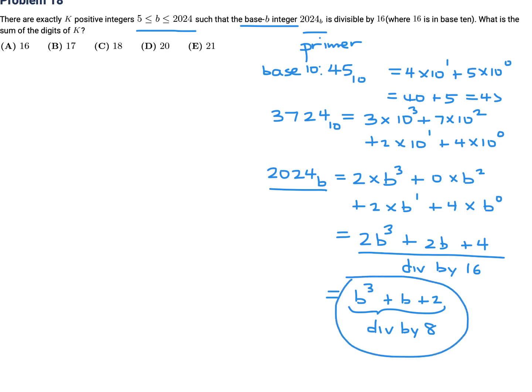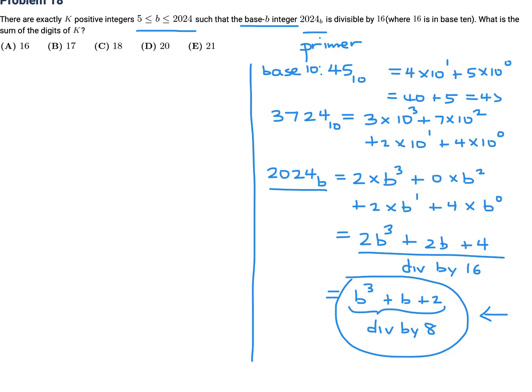For which values of b is that true? So that's a lot of numbers. I mean, from 5 to 2024 inclusive, that's like 2020 numbers. And obviously, we're not going to go through every single one. So what I think you have to do in this question is look for a pattern.